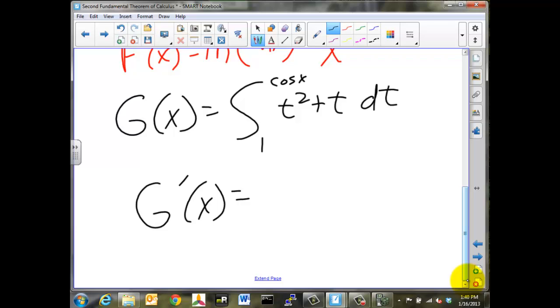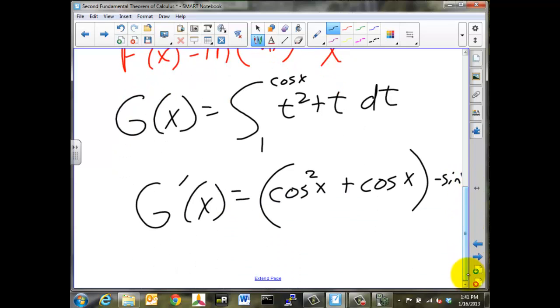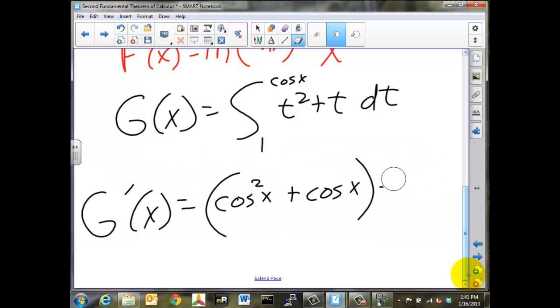It would be the function, cosine of x squared plus cosine of x, times the derivative of just this thing up here. What's the derivative of cosine? Minus sine x. I'm going to have to slide all this back so I can get it on here. Times negative sine x. Okay? That's all the second fundamental theorem of calculus says. Not anything that's super hard there.